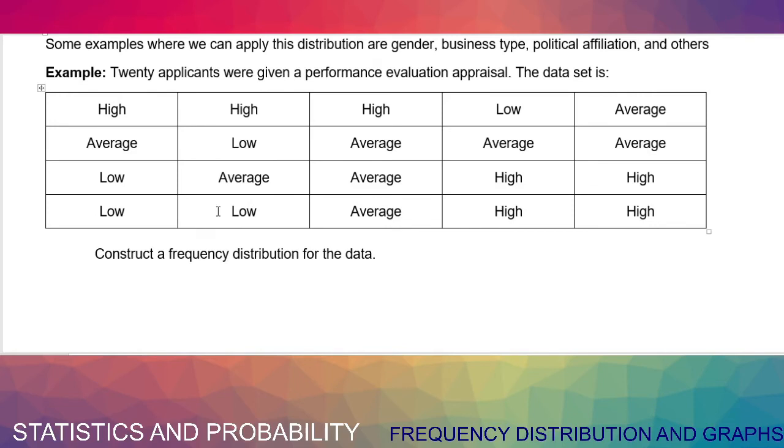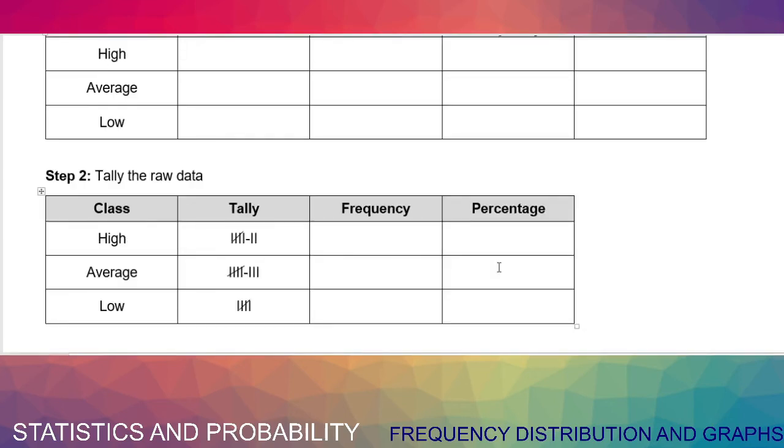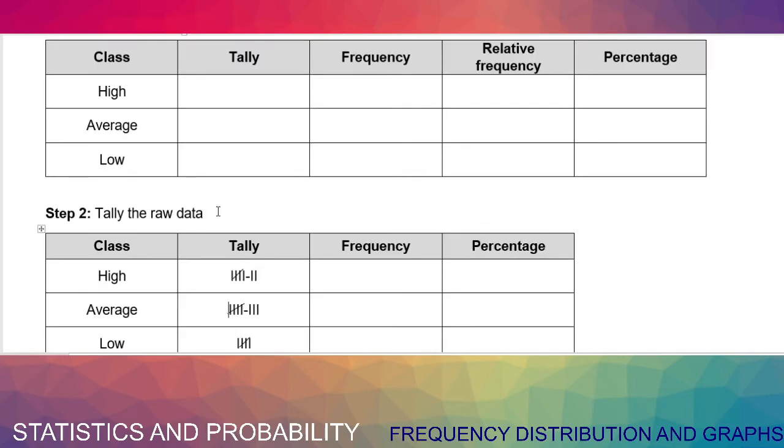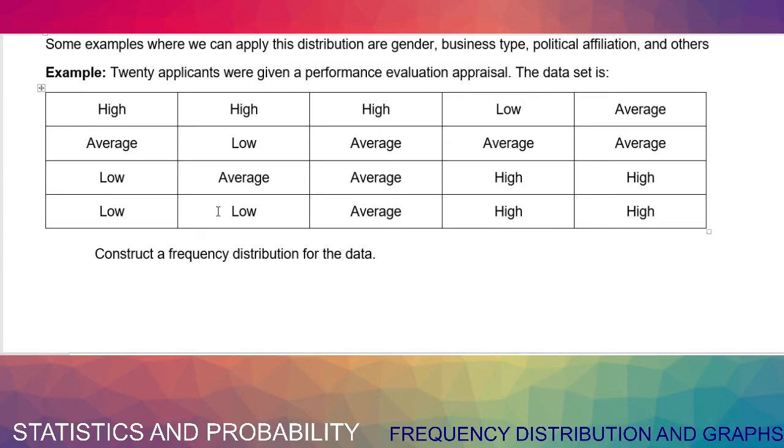Next, average. 1, 2, 3, 4, 5, 6, 7, 8. Okay, binilang ko ulit. 8. So, meron tayong 8 na average. Tally natin. Next, the low is, bilangin natin. Okay, sa low naman is 1, 2, 3, 4, 5. So, meron tayong 5 na tally for low.